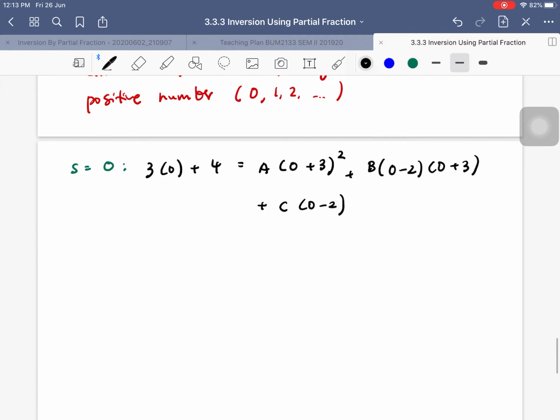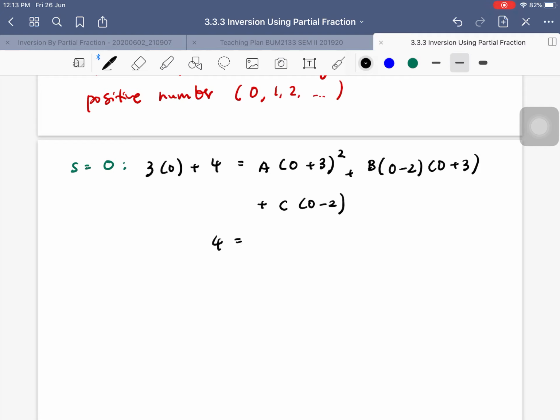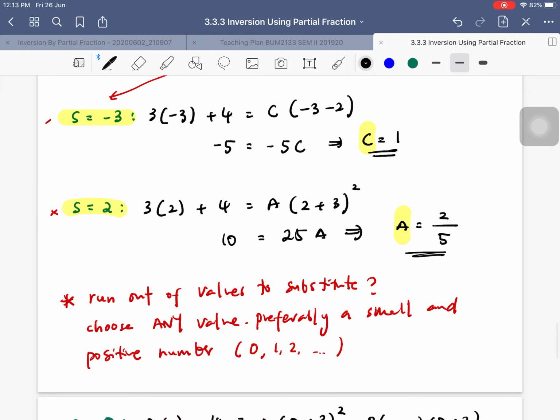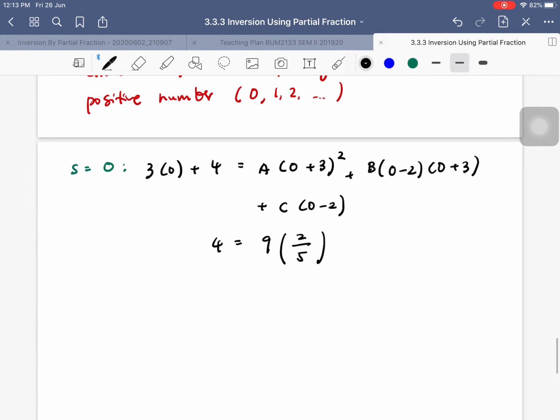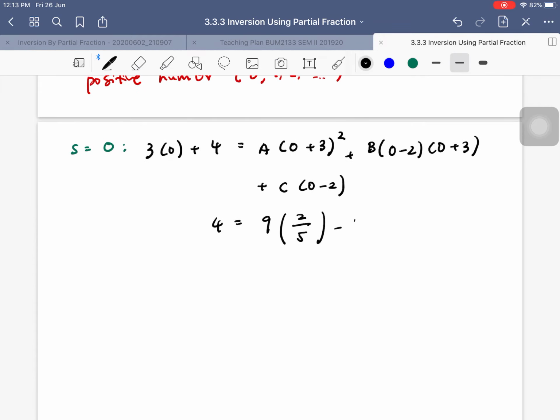So let's simplify this. On this side I'll end up with a 4, and on this side I'll end up with 9a, but I already know the value of a. The value of a from our calculation is equal to 2 over 5. And then I have negative 6b, which I don't know the value of, so leave it as b. And then I'm going to have negative 2c, and I know that my c value is going to equal 1. So let me rearrange this. So 6b is going to equal 18 over 5.